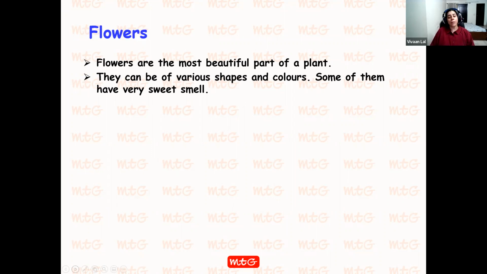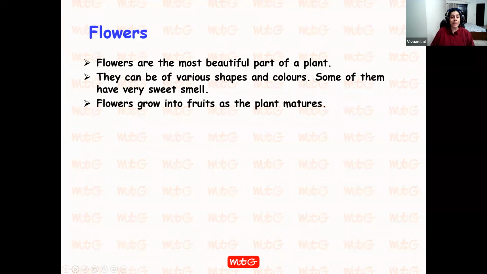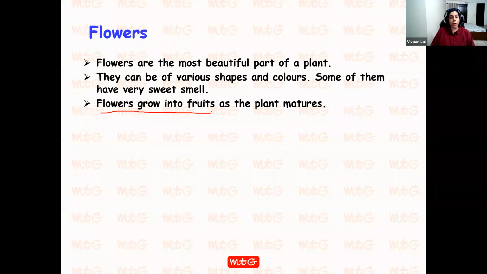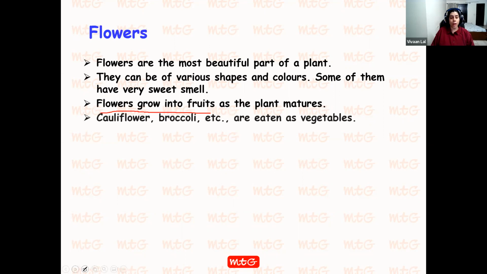The flowers are of different shapes and colors. They have beautiful geometrical shapes on them. Some of them have a sweet smell because of which they attract bees and butterflies. Flowers grow into fruits as the plant matures, children, this is an important point. Flowers grow into fruits, and fruits have seeds in them. So the seeds will give rise to a new plant. So remember, flowers grow into fruits as the plant matures.